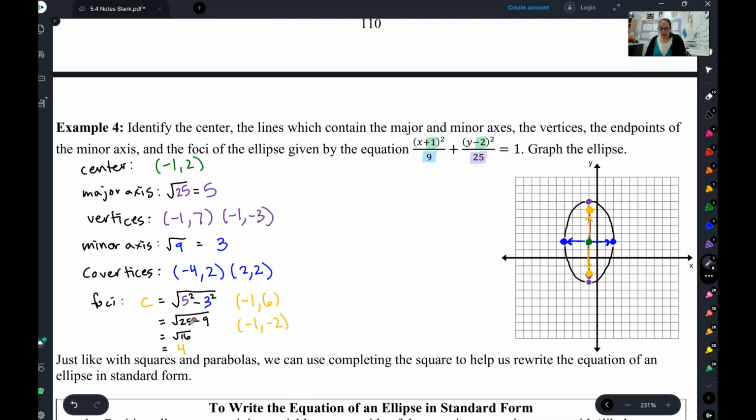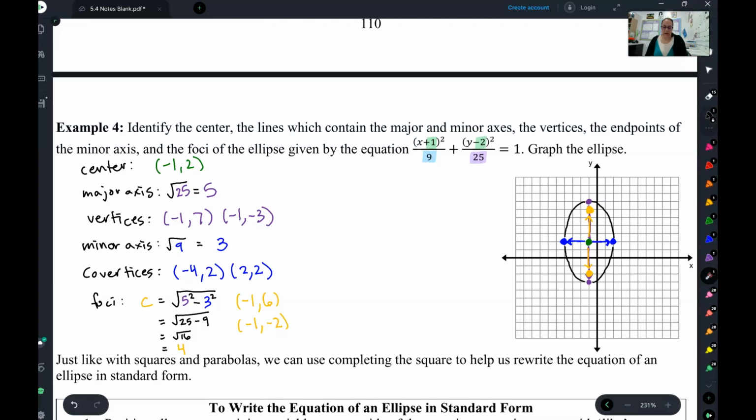Then for the foci, I take the major axis squared minus the minor axis squared, which gave me the square root of 16, which is 4. Now remember, that has to be on the major axis, so I went on the major axis and I went 4 up, 4 down to get my foci points.